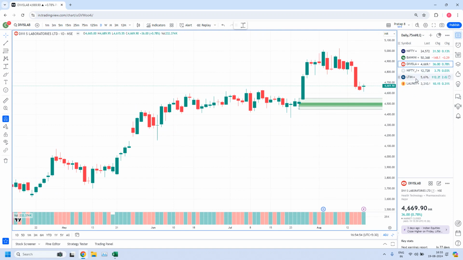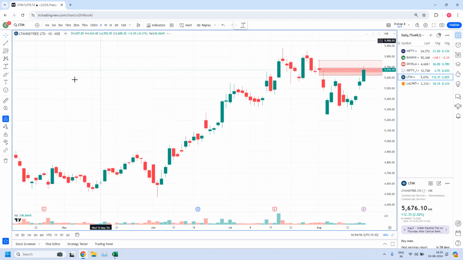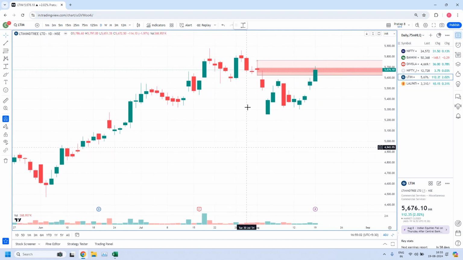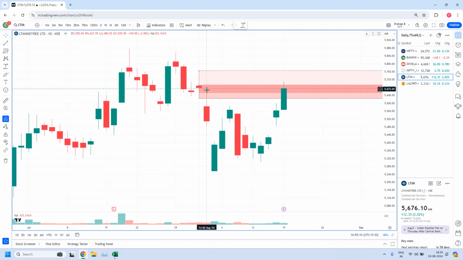Next one is L&T Mindtree. This is also a daily zone, but a supply zone. This one is a supply zone. We have a drop, we have 2 base candles, again a drop with the hidden body. You need to add the hidden body. This is going to be a drop, very big drop candle, drop base drop. So this is what our software identified.